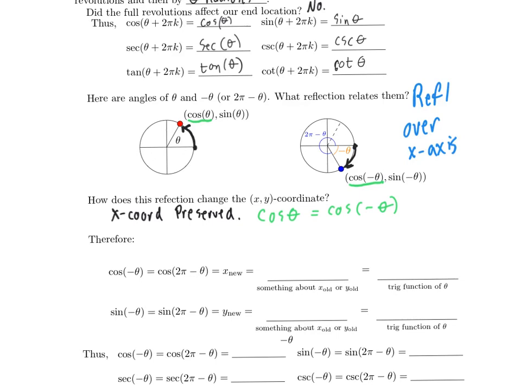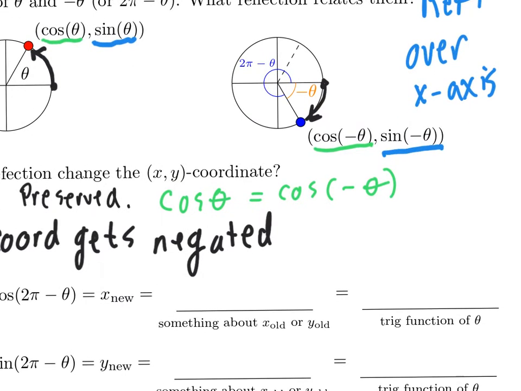The y coordinate, on the other hand, is not preserved. The y coordinate gets negated, as in a negative sign shows up in front of it. So here, this y coordinate and that y coordinate are exactly the opposite of each other. So that means that the sine of negative theta is exactly the same as negative the sine of theta. That's right. This y coordinate, sine of negative theta, is exactly the opposite of the sine of theta.